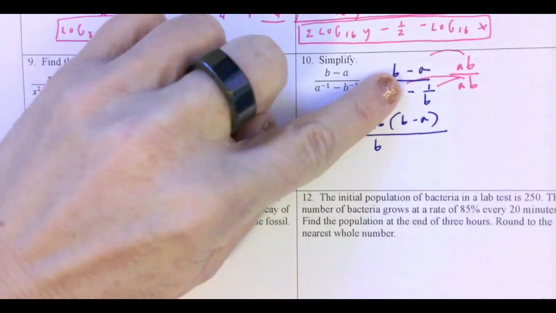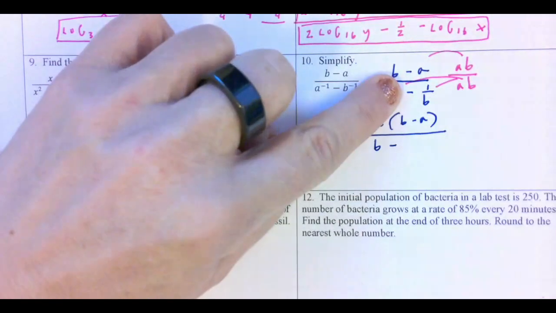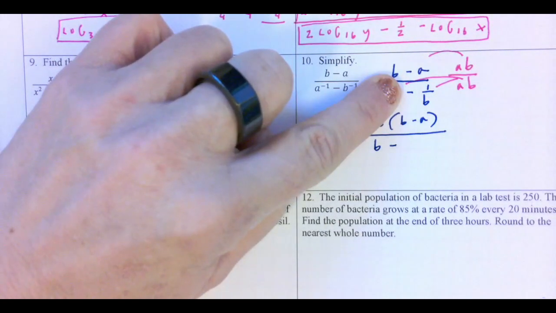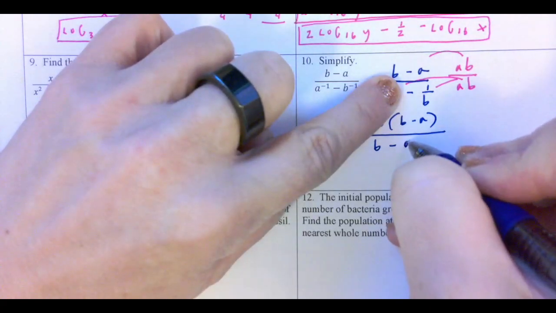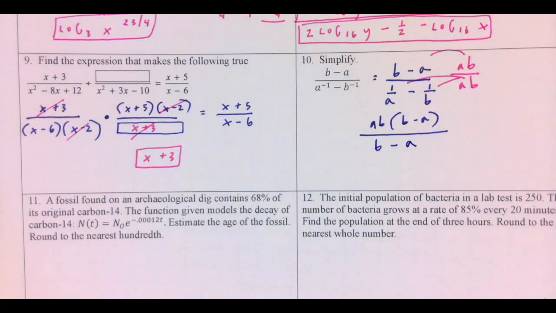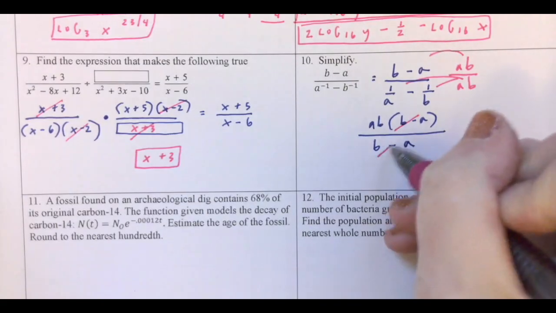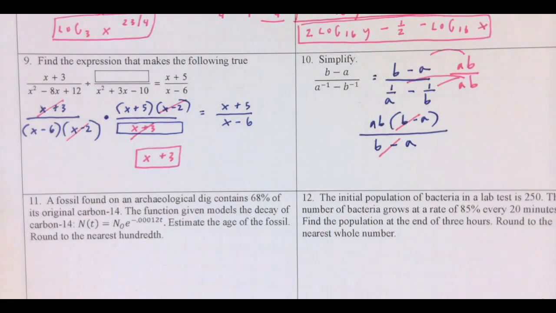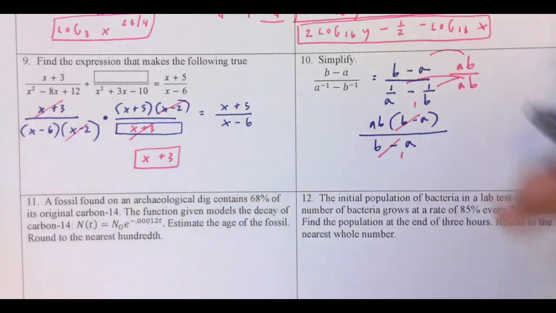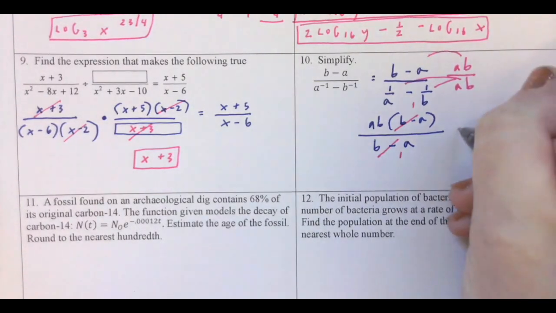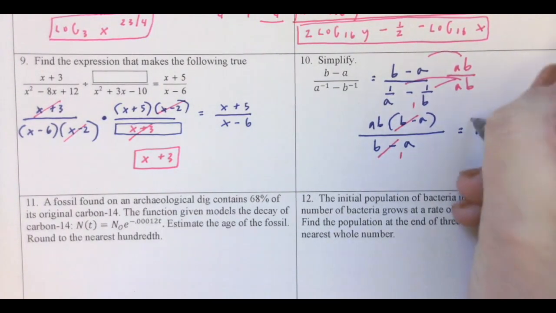And then over here, I know there's a minus. So here I have 1 over b times ab. The b's cancel away. I'm just left with a. Okay, so now what happens? Those b minus a's, they are stacked over each other, right? And anything over itself is just 1. So I end up with just ab as my final answer. That's as simplified as I'm going to get.